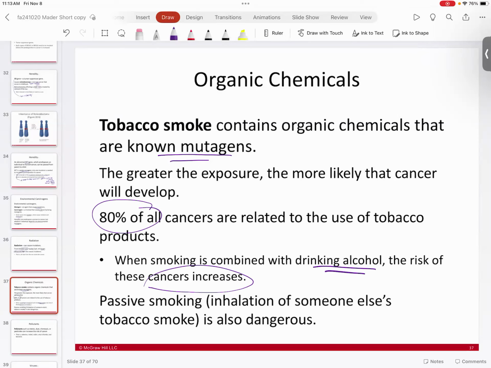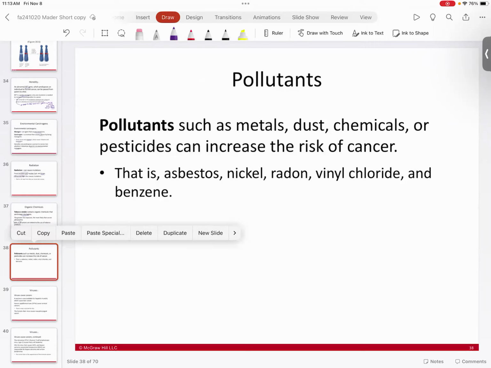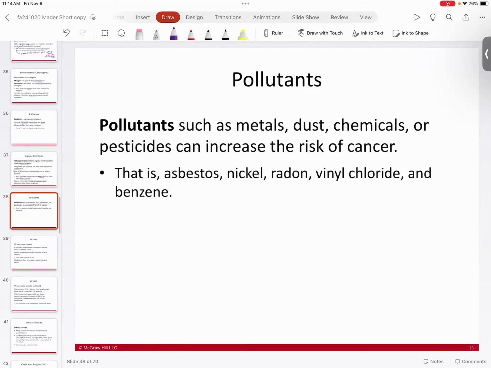So, passive smoking is also bad. This is secondhand smoke, right? So, basically, if somebody's smoking near you and you inhale somebody else's tobacco smoke, it's also bad. And that's kind of where most of the no smoking laws are motivated by. It's not necessarily that we don't want a smoker to smoke. It's because when smokers smoke, the non-smokers are having to suck in that smoke too, and they're also in danger.